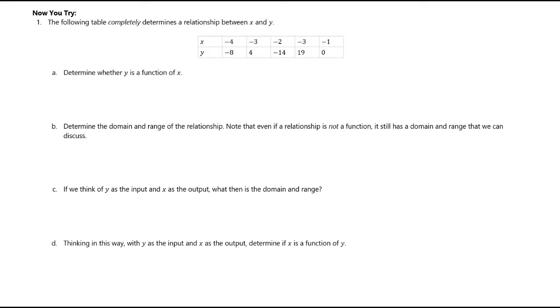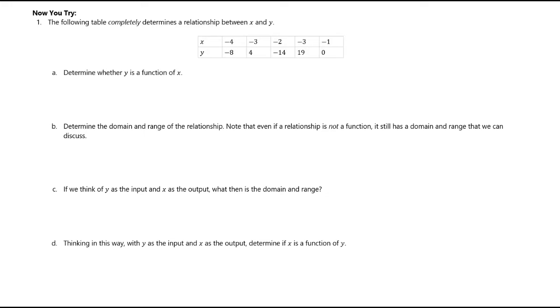We have x is -4, and that corresponds to y being -8. Then we have x as -3, which corresponds to y being 4. Then we have x being -2, corresponding to y being -14. Then we have x being -3, corresponding to y being 19. Then we have x being -1, corresponding to y being 0.